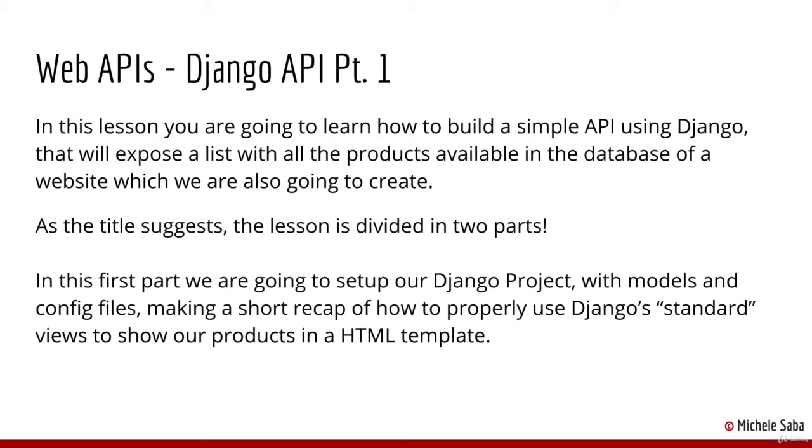In this lesson, you are going to learn how to build a simple API using Django that will expose a list with all the products available in the database of a website which we're also going to create. As the title suggests, the lesson is divided in two parts. In this first part, we're going to set up our Django project with models and configuration files, making a short recap of how to properly use Django's standard views to show our products in a HTML template.